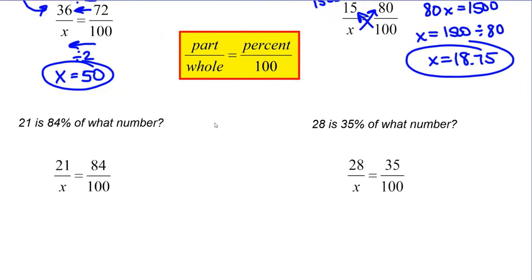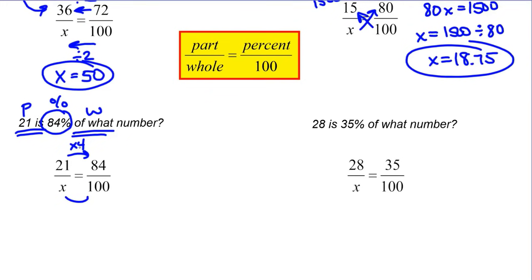21 is 84% of what number? 21 is, this is the part, of what? The whole is missing. And obviously this is the percent because it has the percent sign after it. So again, I set up my proportion. Here's the part. Here's the whole, which is missing, and 84 is the percent. There's a nice horizontal relationship here. 21 times 4 is 84.